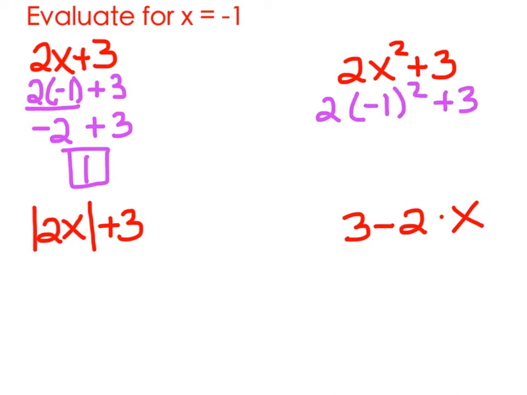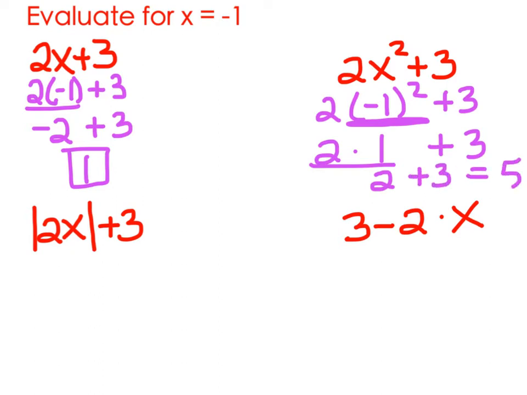Alright, PEMDAS says we do parentheses first, so I have negative 1. Then the E says the exponent. So negative 1 to the second power is the part that I'm going to do first. So 2 times, and if I square negative 1, if I say negative 1 times negative 1, I'm going to get positive 1. So 2 times 1 plus 3, and then we're going to multiply first. 2 times 1 is 2, 2 plus 3 equals 5.